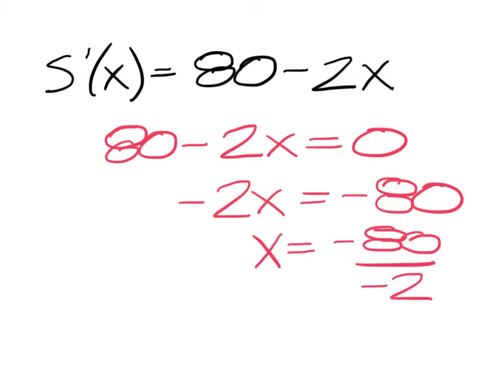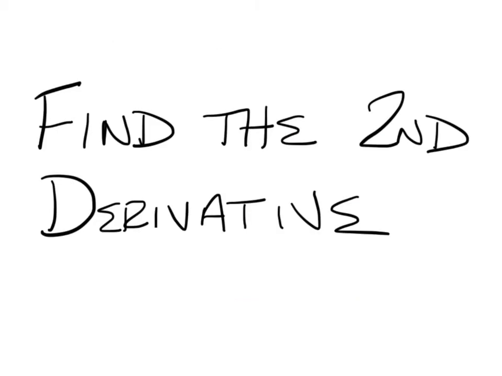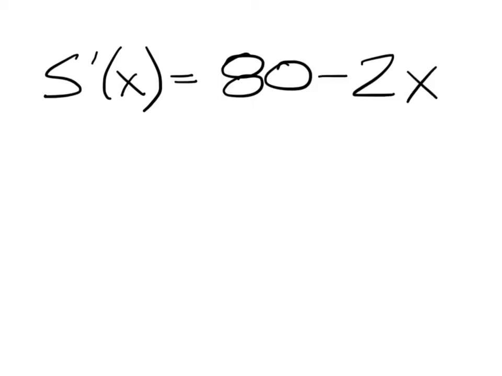Now find the second derivative to verify if that's a maximum. S prime of x is 80 minus 2x, so when we find the second derivative, you're just left with the -2. So x equals 40 is a maximum.